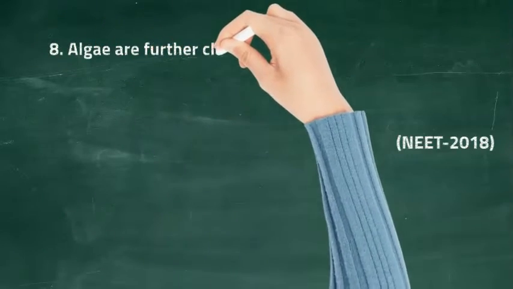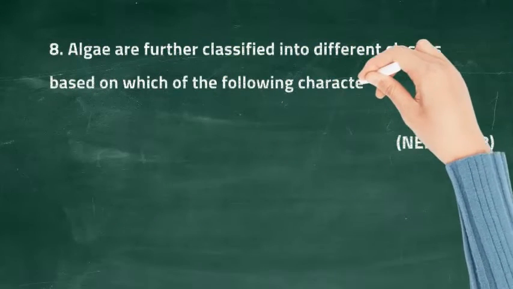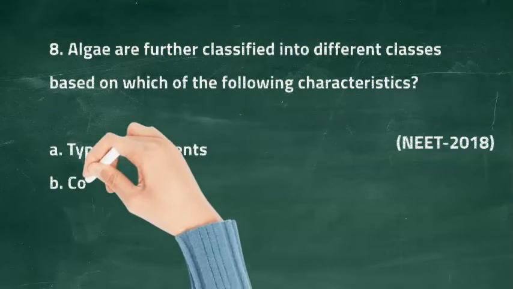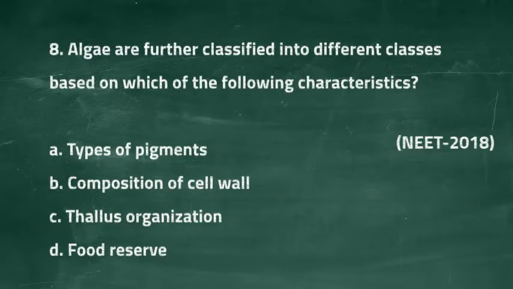Question 8th. Algae are further classified into different classes based on which of the following characteristics? Option A, types of pigments, option B is composition of cell wall, option C is thallus organization and option D is food reserve. The right answer is option A, types of pigments.